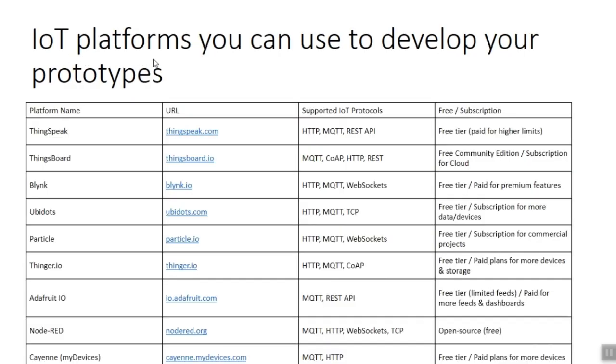All right, so let's look at some of the IoT platforms you could use to develop your prototypes. Okay, so we have ThingSpeak. Go to thingspeak.com. ThingSpeak was developed by MathWorks. I will show you how to use ThingSpeak later on. We have ThingsBoard, we have Blynk, Ubidots, Particle, Thinger.io, Adafruit.io. This is another interesting one that you could play around with. We have Node-RED. Node-RED is for beginners and between beginners and intermediate, so it has several features you could explore. Then we have Sining My Devices.